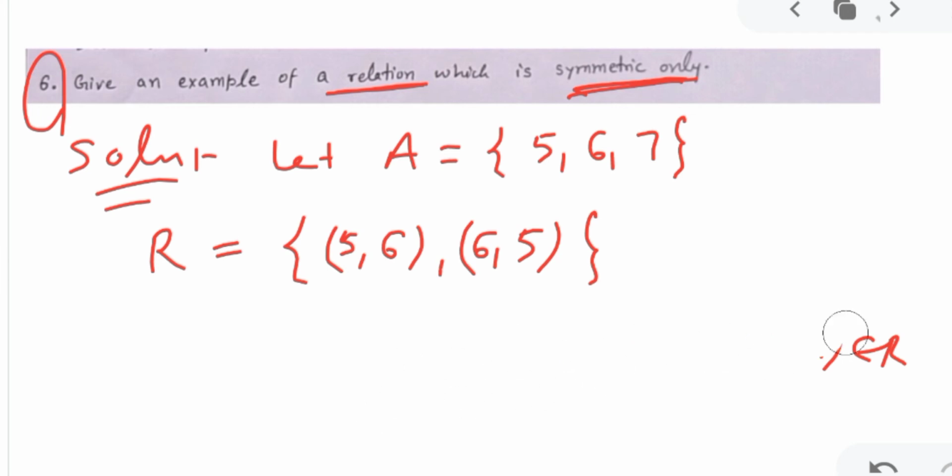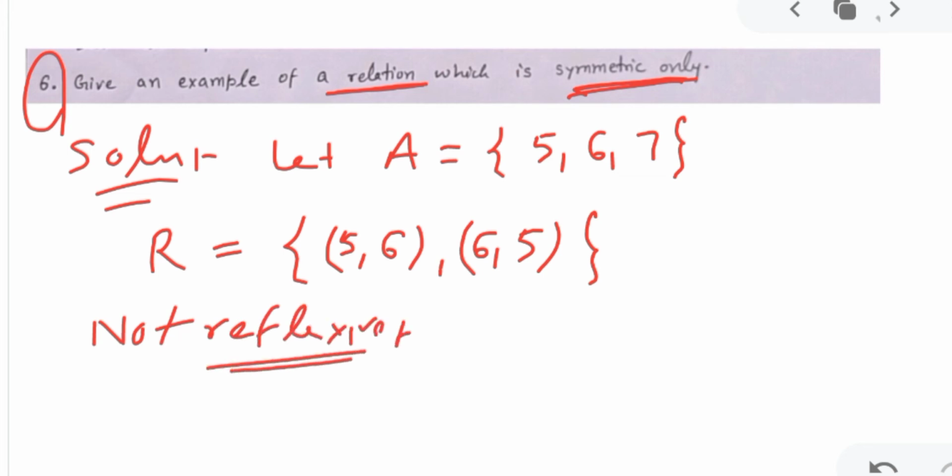Clearly I explained. If you want to check how it is not reflexive, why not reflexive? Reflexive means if 5, 6, 7 are elements, then (5, 5) should be present in this, but (5, 5) is not there. (6, 6) should be present, but it is not there. (7, 7) should be present, but it is not there in the relation. So it is not reflexive.